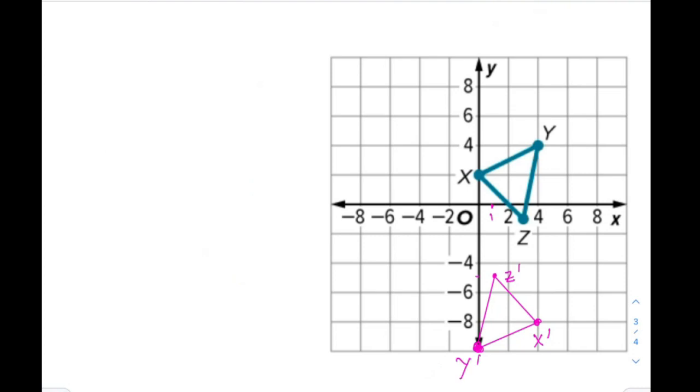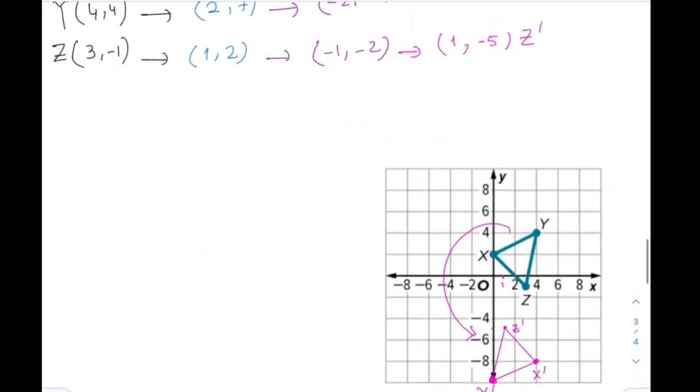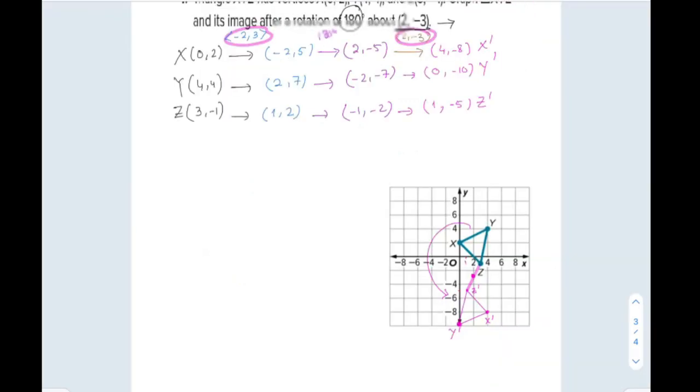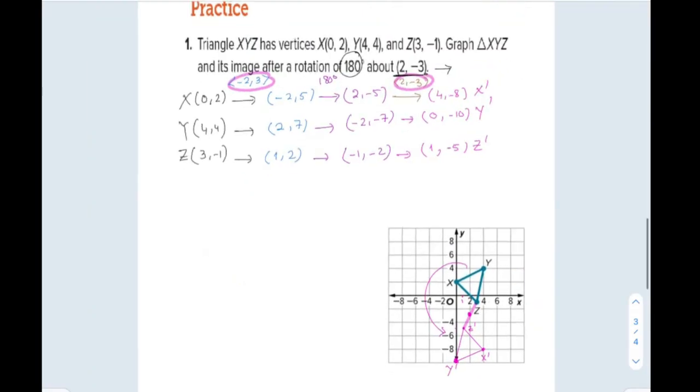As you see, it looks like you have rotated this triangle 180 degrees about the point (2, -3). 2 and -3 is somewhere here, as if you have rotated about this point. And of course, if you match between the z and the z prime and y and y prime, you will find that the center of rotation will be the midpoint between y and y prime, z and z prime, x and x prime. There's no need to check that since you have done the correct job.